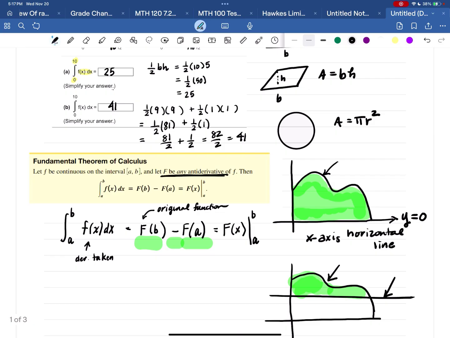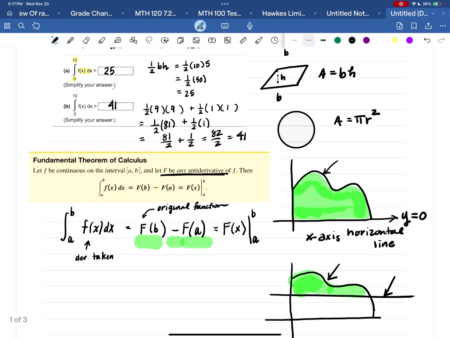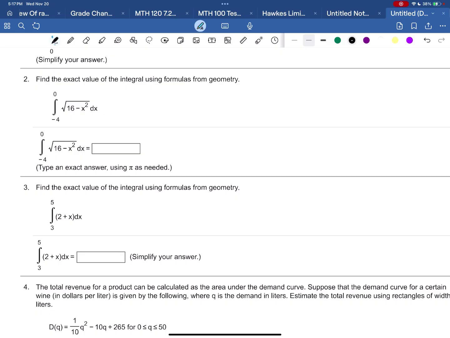Now, again, we're going to use this when we actually have the function. So notice here they just gave us a picture. But when we actually have the function, we're going to use this fundamental theorem of calculus to let us do the same thing.